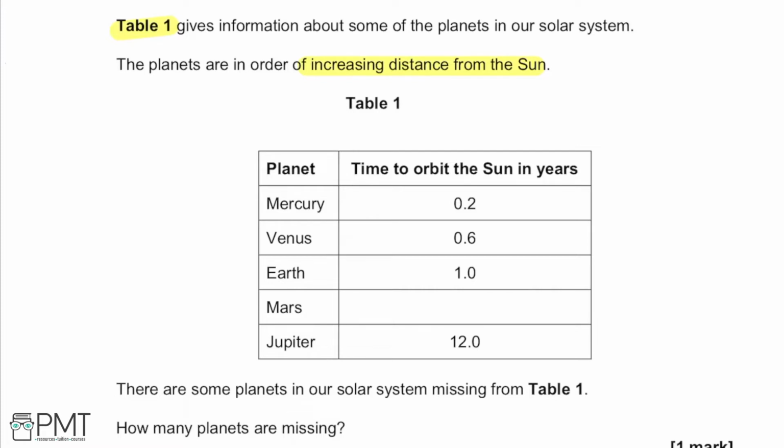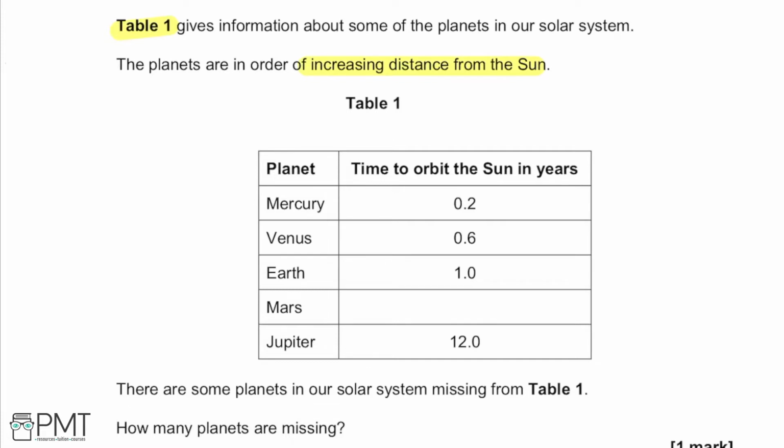So as you can see in this column here, we've got the list of planets. So Mercury, Venus, Earth. We can see that these are increasing in distance from the sun, just like it said up here in the original question. So then in this column to the right, we've got the time to orbit the sun in years that each of these corresponding planets takes. So Mercury takes 0.2 years to orbit the sun, basically.